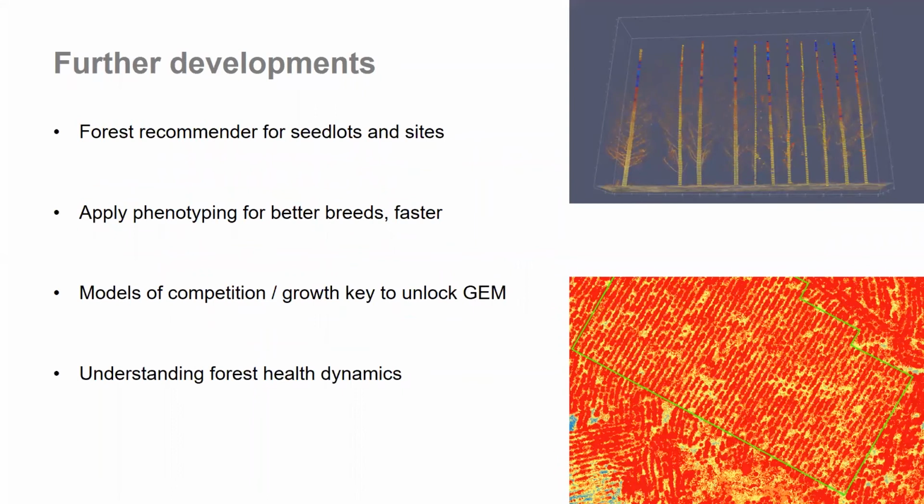And looking forward, we're working on developing a recommender from the area-based work to match seedlots to sites using the information from the estate that the machine learning methods have analysed. We're applying tree-level phenotyping to help develop better breeds faster. And then models of competition and tree growth are proving critical to unlocking the puzzle of genetics by environment, by management. And we're also interested to take further the initial results we had on understanding forest health dynamics.